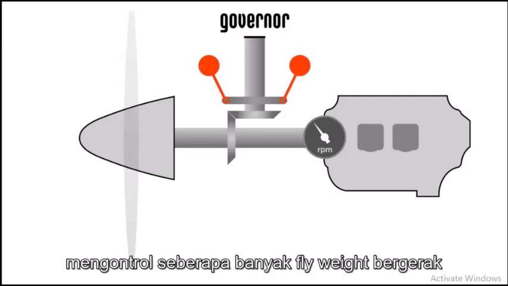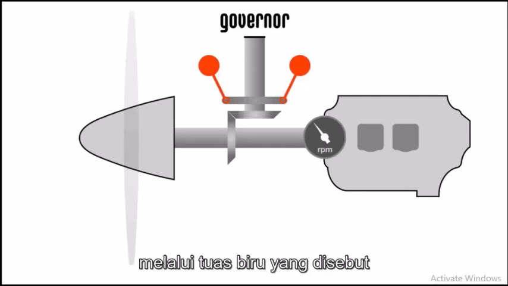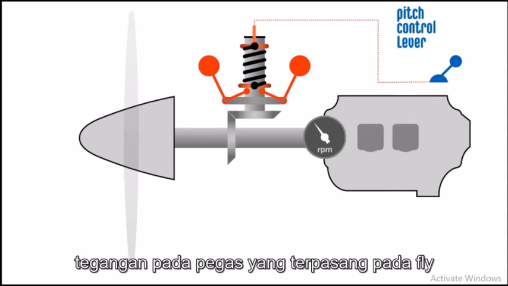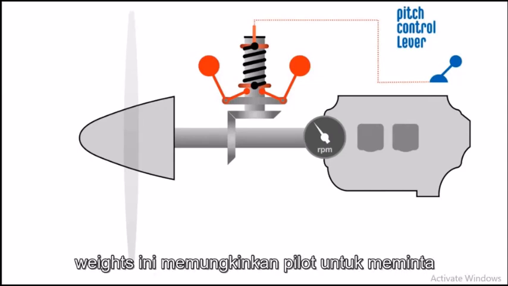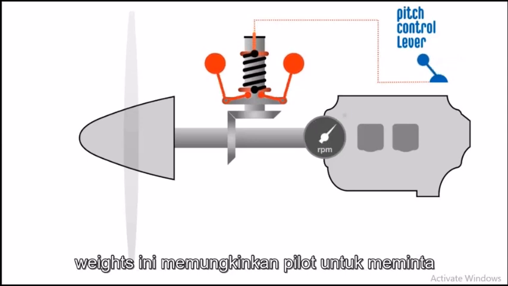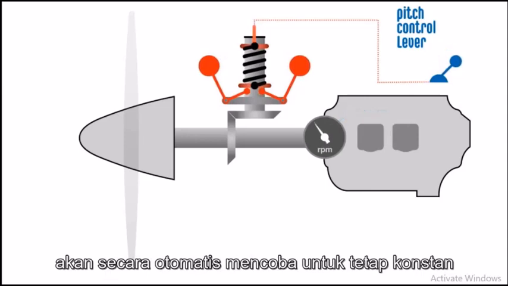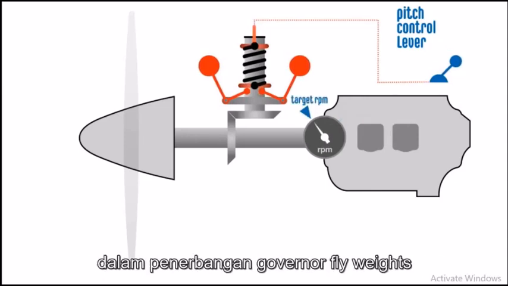The pilot can control how much the flyweights move through a blue lever called the propeller pitch control. This lever sets tension in a spring attached to the flyweights. It allows the pilot to request a target RPM which the constant speed unit will automatically try to keep constant in flight.